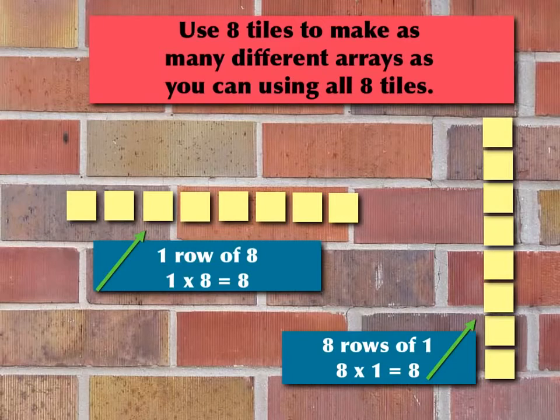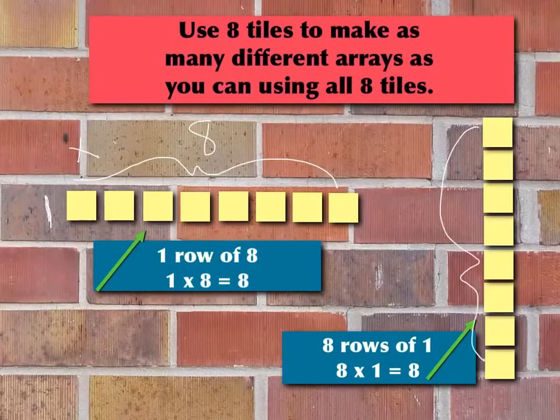And that's how we use arrays to find our factors, because our factor over here is 1, because we have 1 row. And right here, we have 8. So 1 times 8 is 8. Right here, we use it to find this factor, which is 8. And right here, we have 1. So 8 times 1 is 8.